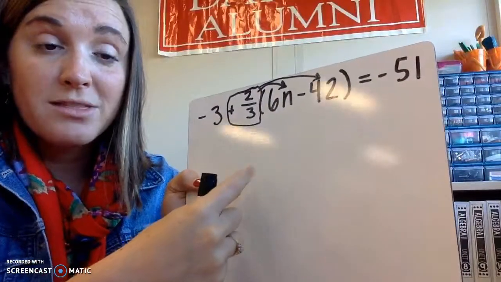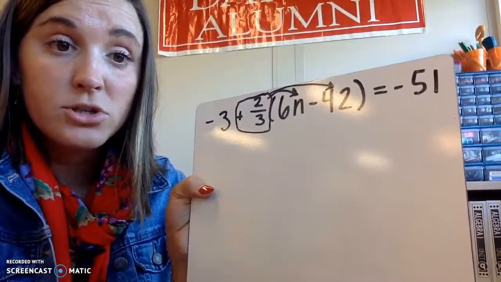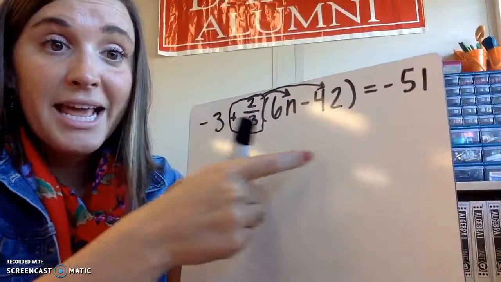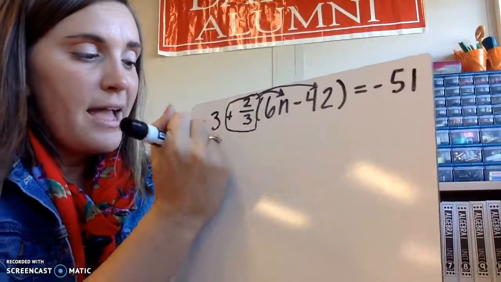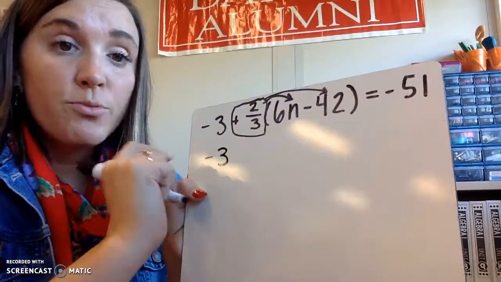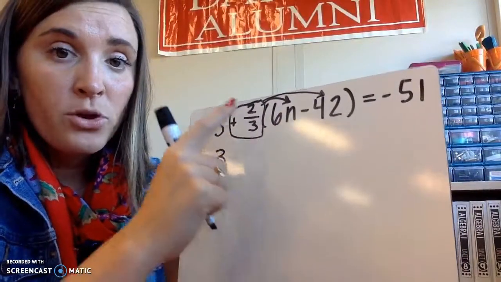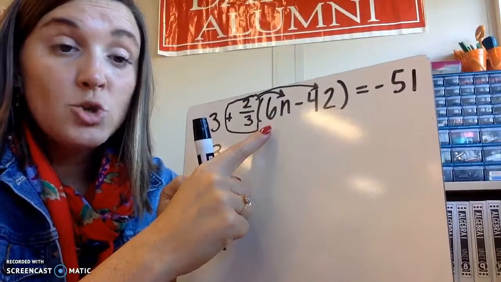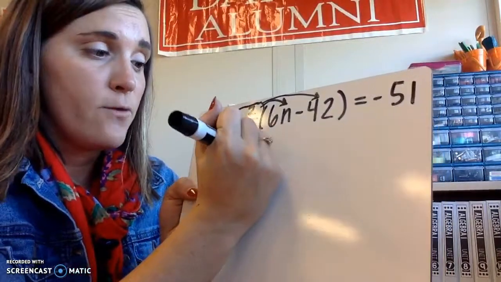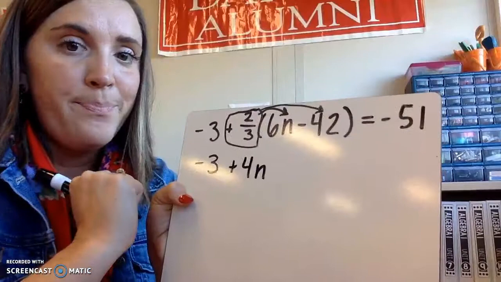Hone in on where those parentheses are, and that's always going to be your starting point, whether it's at the beginning, the middle, or the end. Negative 3 comes down. Numerator times the whole number, divide by the denominator. Here we go. 2 times 6 is 12. 12 divided by 3 is 4, and then the end stays with that.